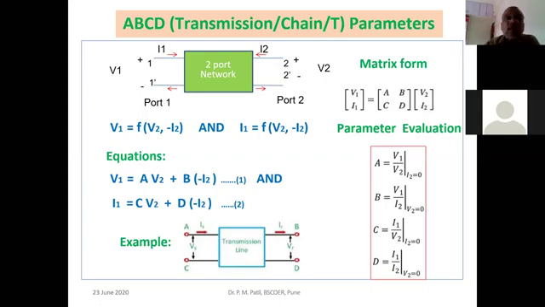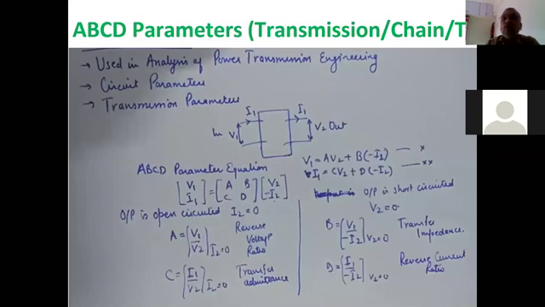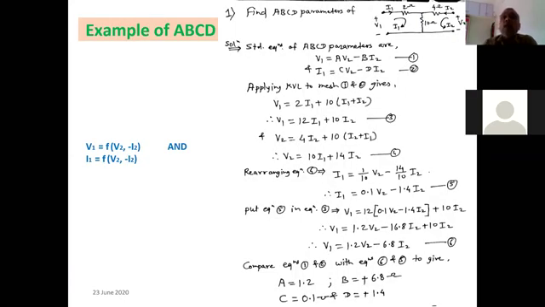Okay, so we have seen this yesterday. These parameters are referred to as follows: A is the reverse voltage ratio, C is the transfer admittance, B is the transfer impedance, and D is the reverse current ratio. When you want to find the values of A and C, you have to keep the output port open circuit, that means I2 will be 0. And if you want to find the values of B and D, you keep the output port short circuited, so that V2 will become equal to 0. With these values, we will be able to solve the numericals.